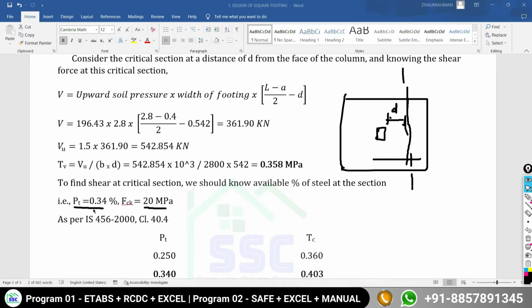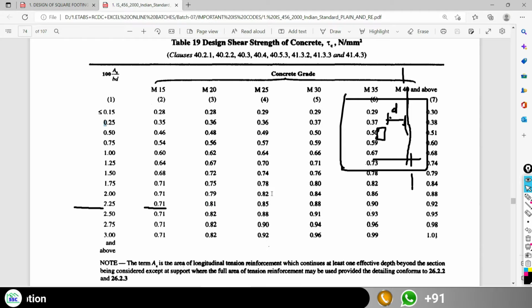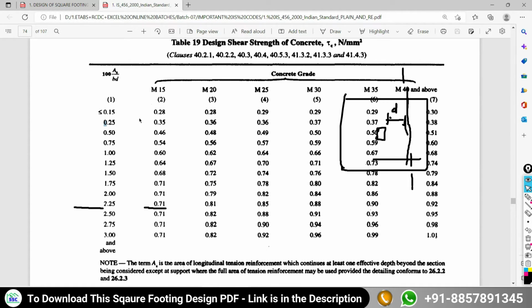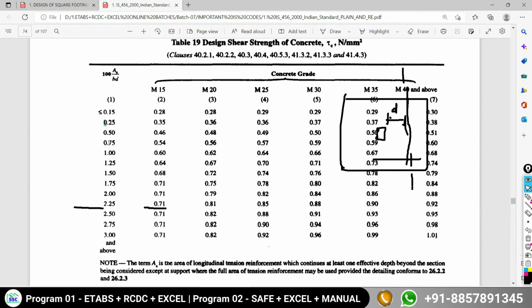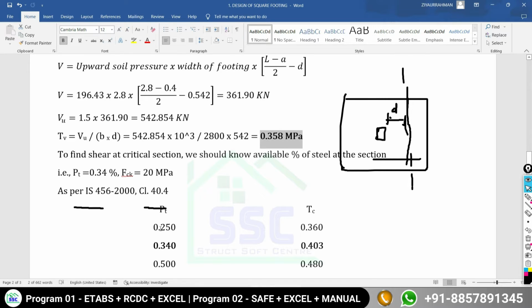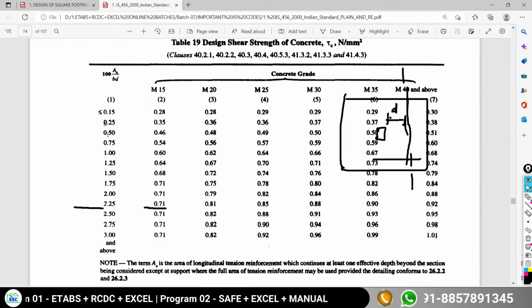So I need to go back to IS 456 2000 clause number 40.4, and here you can see in table number 19, for 20 grade, different values are there. So we need to find out what percentage we want to look at for the critical shear value. Go back to your calculation and see our percentage is 0.34. Look at this table. Is there any exact 0.34 value? You will not be able to find that because it is coming in between 0.25 and 0.5.